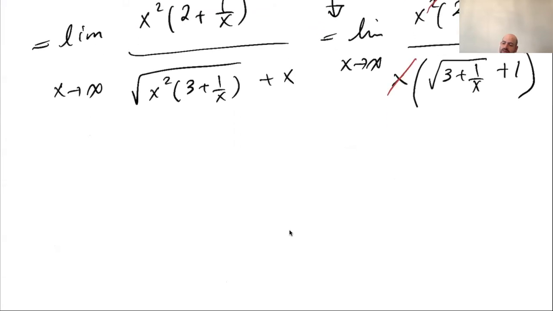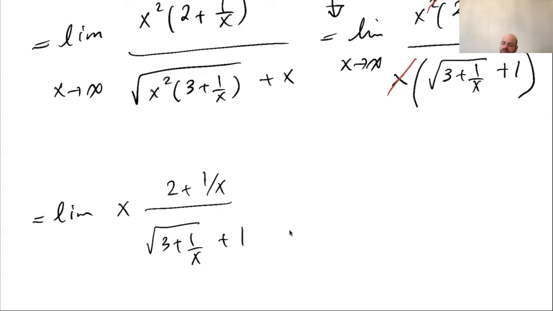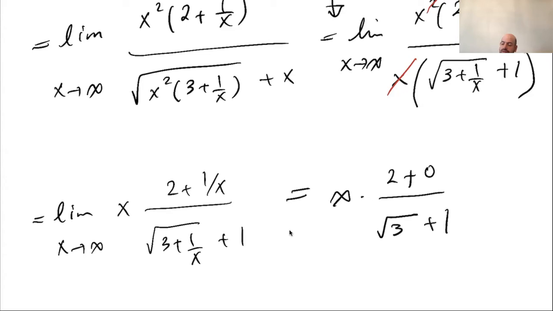Now what will be left? It will be the limit of x times 2 plus 1 over x, divided by square root of 3 plus 1 over x, plus 1, as x goes to infinity. Now I can replace x with infinity. I will have infinity times 2 plus 1 over infinity, which is 0, over square root of 3 plus 0, which means square root 3, plus 1. So it will be infinity times 2 over root 3 plus 1.